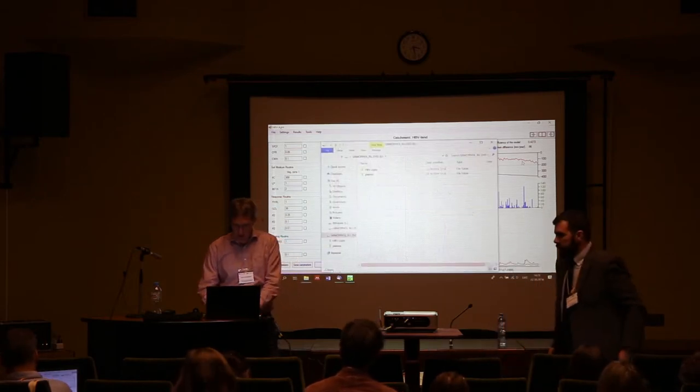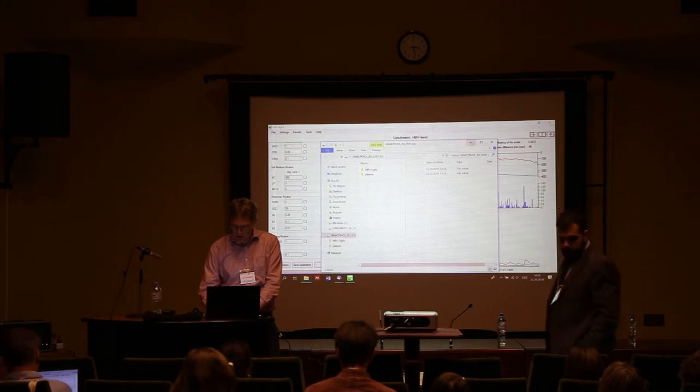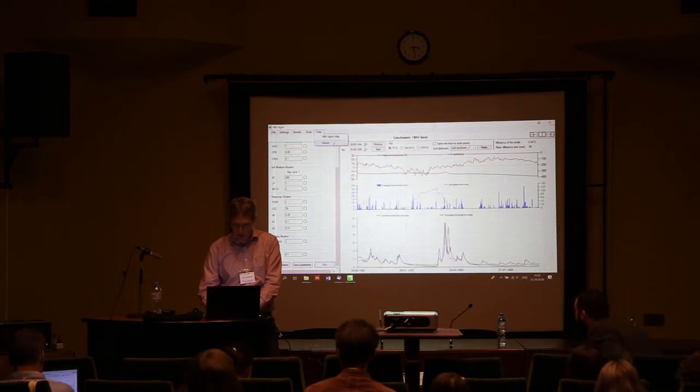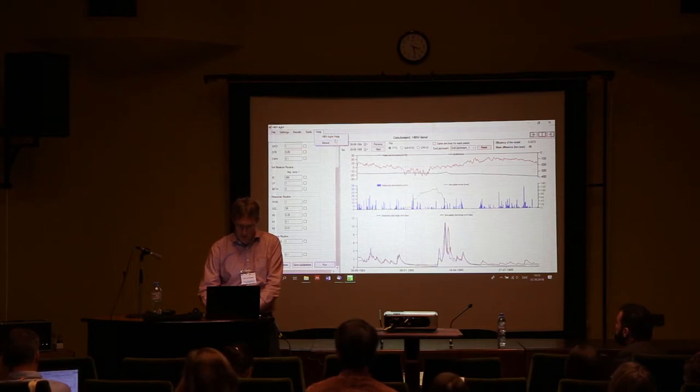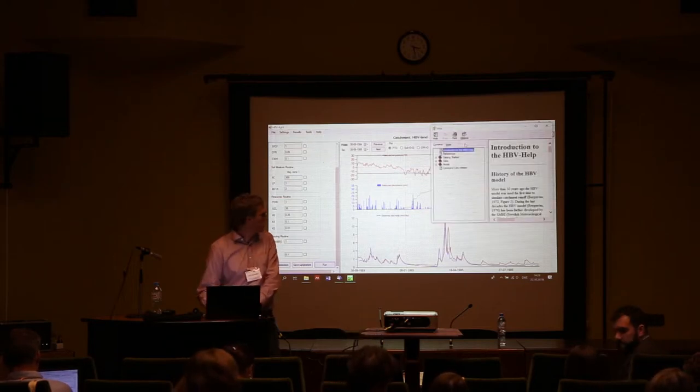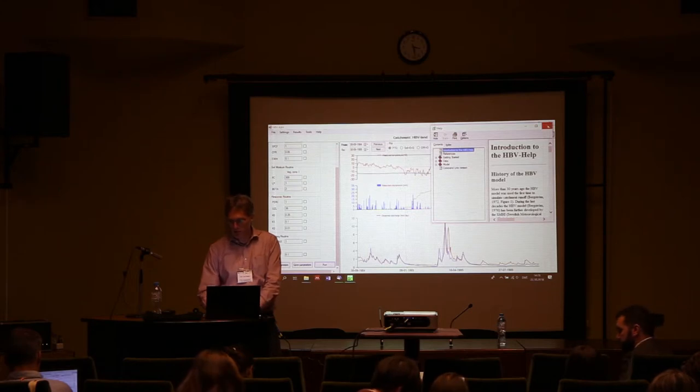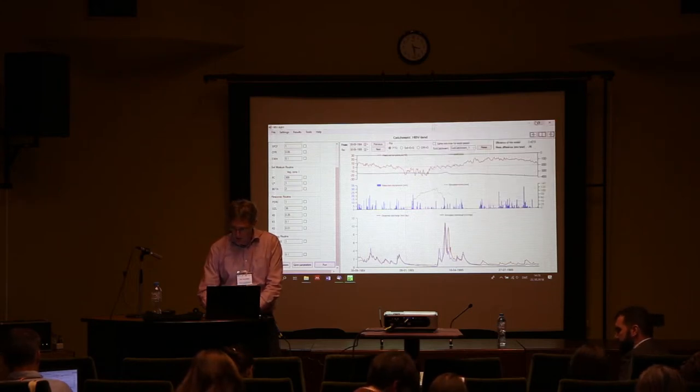If you want to look at it, there's this help function here, which explains some of the parameters. There's no manual, but there's a help function. But I will distribute the slides from this morning.